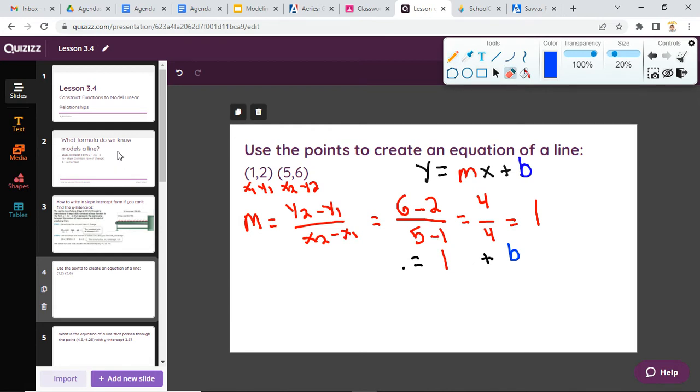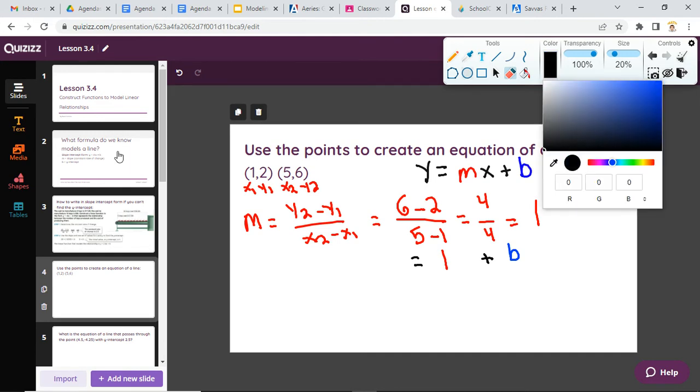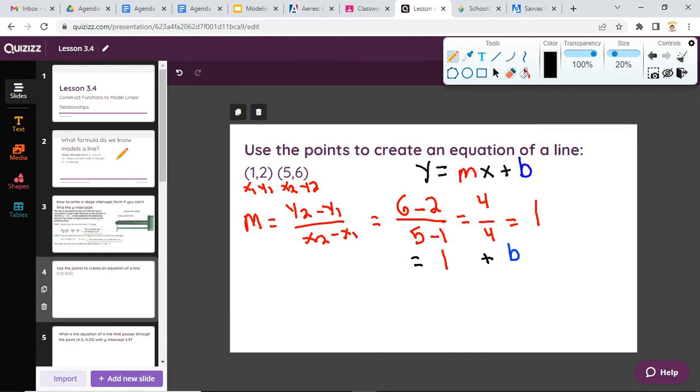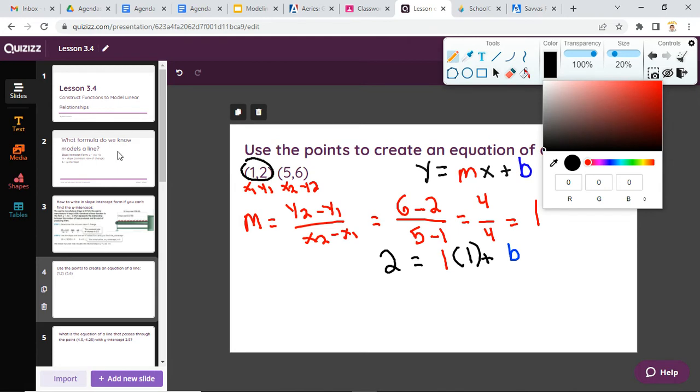So what I'm going to do is replace my x and y values with the x and y values from up here. So I'm going to use the coordinates (1, 2). Since my y is 2, I'm going to replace the y with a 2. Since my x is 1, I'm going to replace the x with 1. Now the reason we're doing this is I now have an equation with only one variable.